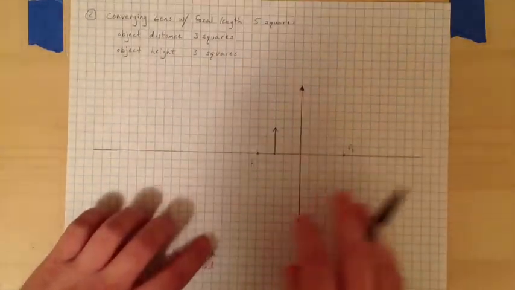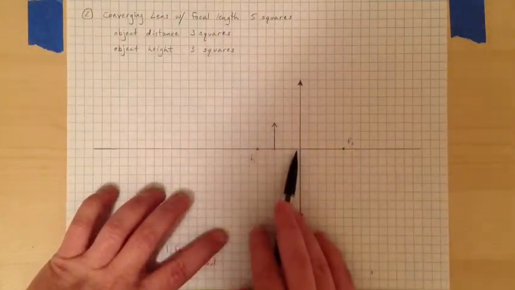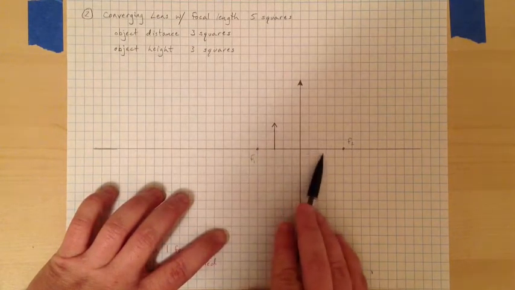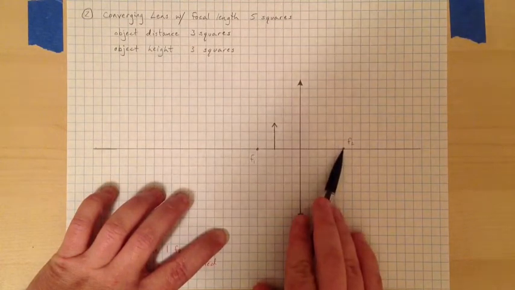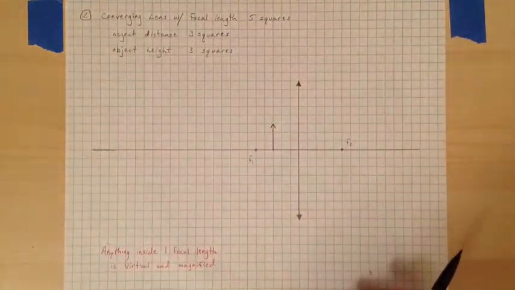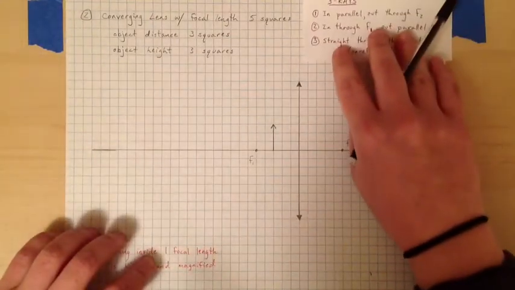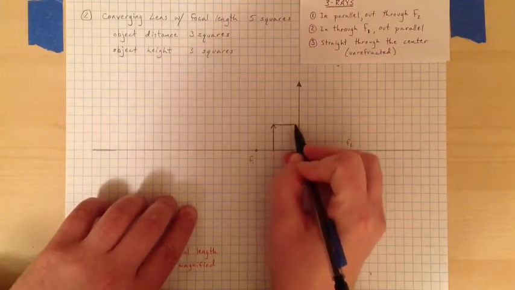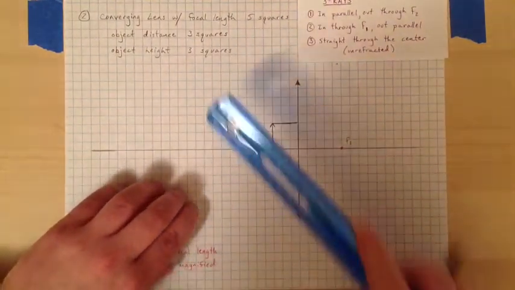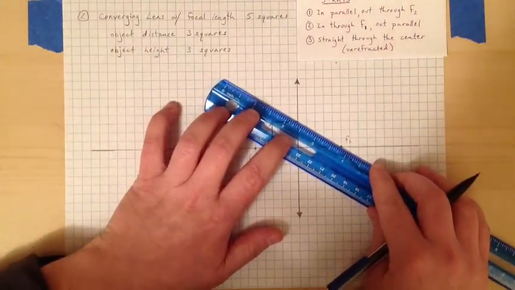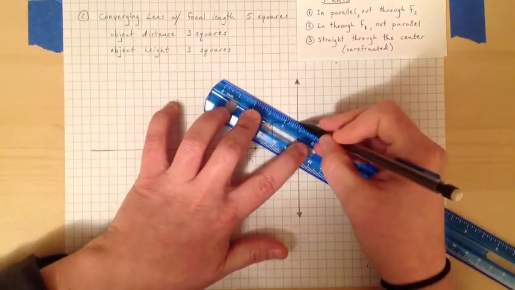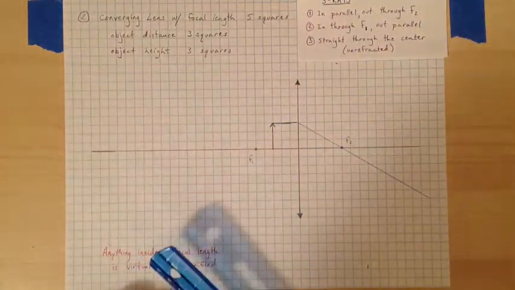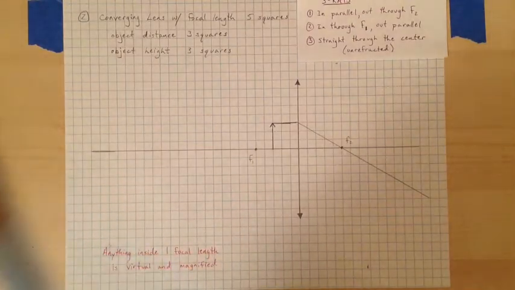So here I have a converging lens with a focal length of 5 squares. So 1, 2, 3, 4, 5. There's my focal length. Put a focal point there. 1, 2, 3, 4, 5. Put a focal point there. Right? And now my 3 rays. In parallel, out through F2. Right? The other one, in through F1 and out parallel.